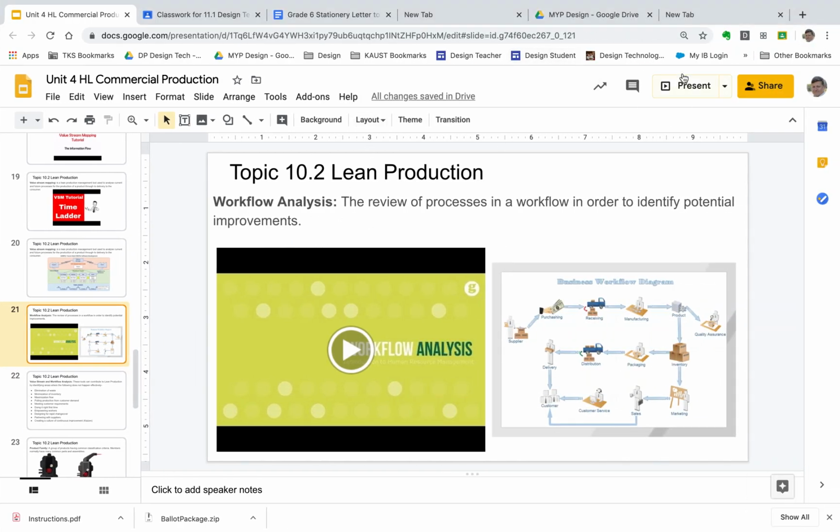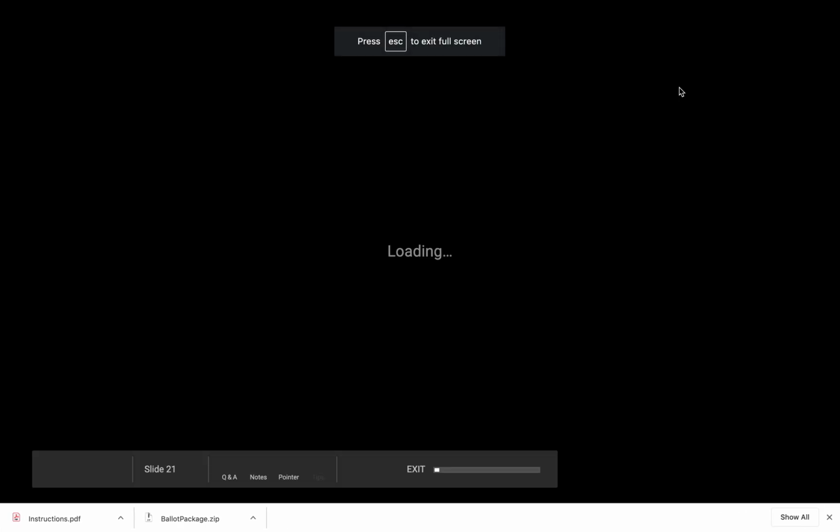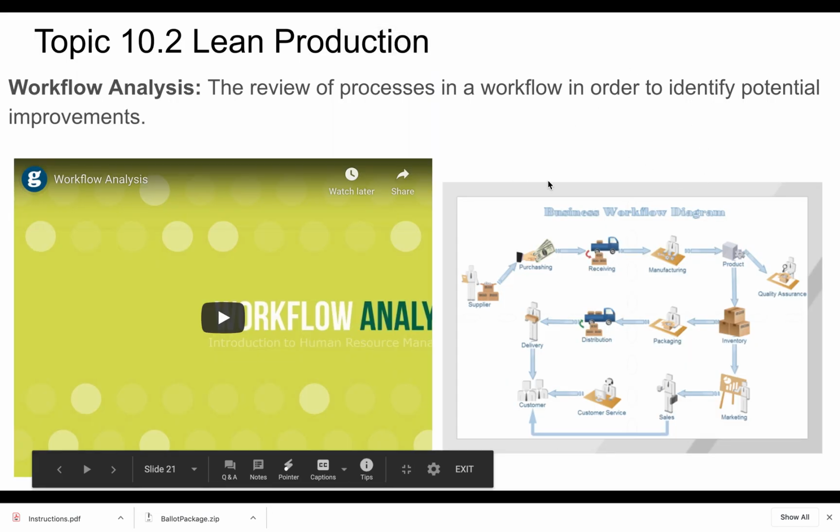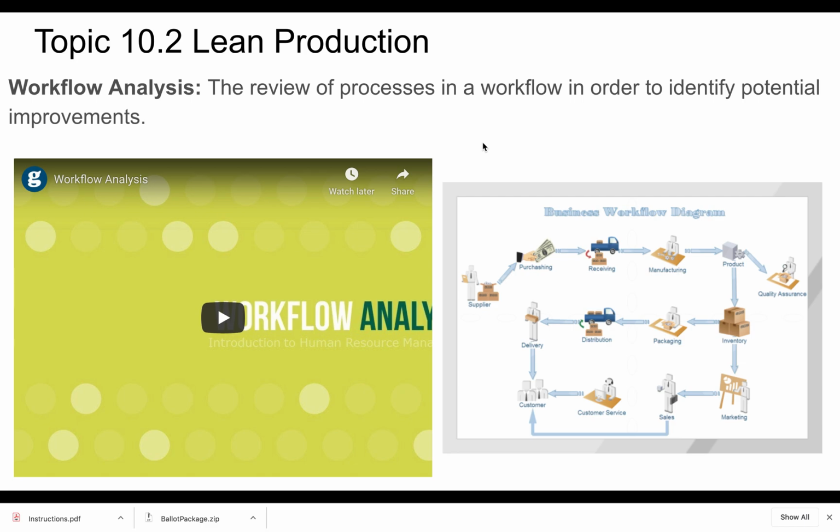Guys, this is the second installment of lean production. One of the biggest concepts in lean production is this idea of constant improvement, and I want you to pay attention to that as we're thinking about this.